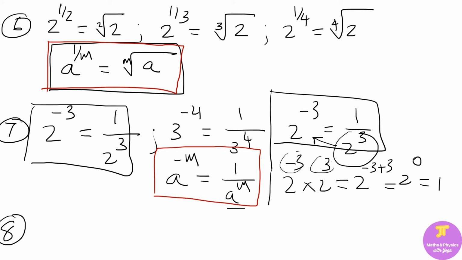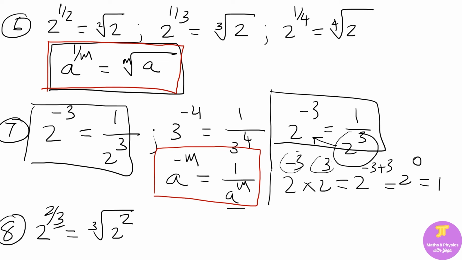The eighth law is a combination of the sixth and seventh. For example, 2 to the power 2 over 3. Then you can bring this 1/3, and keep 2 to the power 2 inside, but the denominator becomes the root.